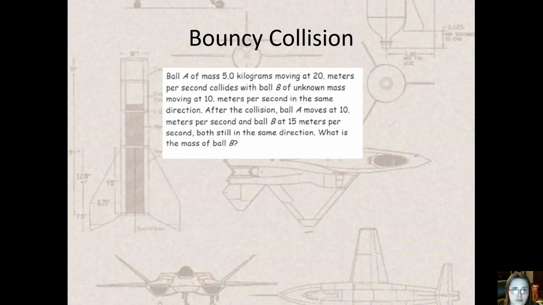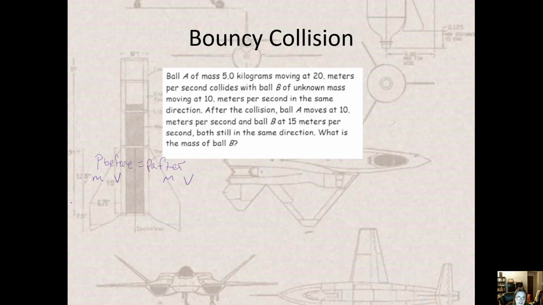Okay, so for this one, it says ball A of mass 5 kilograms moving at 20 meters per second collides with ball B of unknown mass moving at 10 meters per second in the same direction. After the collision, ball A moves at 10 meters per second and ball B at 15 meters per second, both still in the same direction. What is the mass of ball B? So we know that P before is equal to P after. Momentum is equal to mass times velocity.